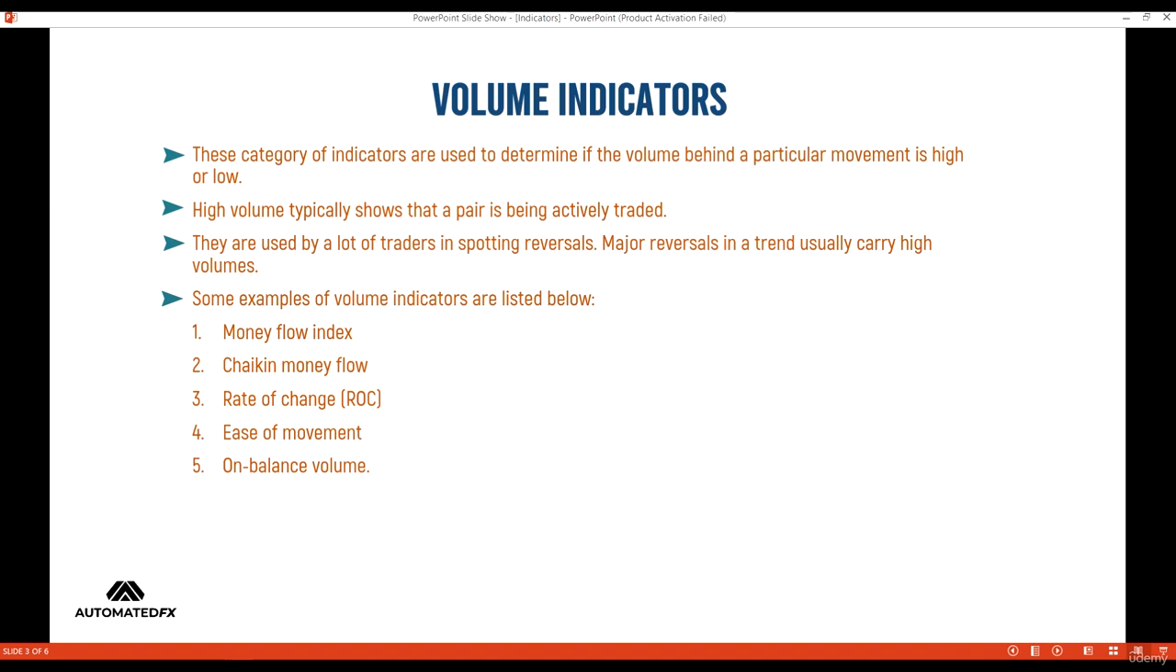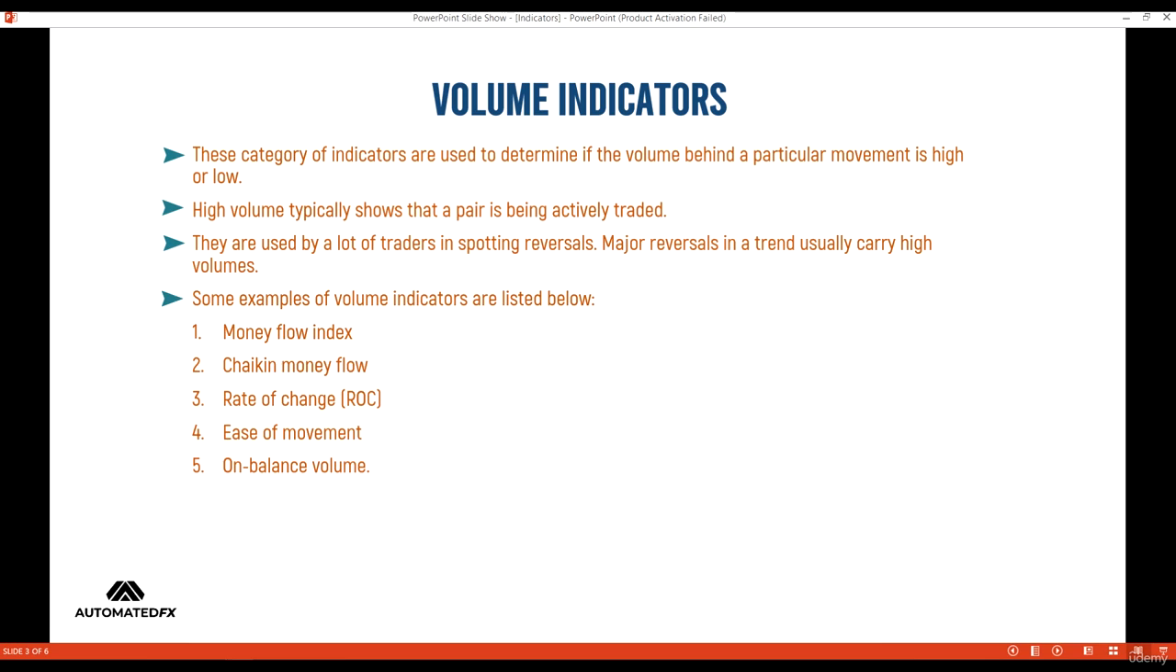Major reversals in the trend usually carry high volume. If you remember our video on volume, when we were learning about the MT4 platform and the TradingView platform, we looked at volume. If you study volume well, you tend to see that major reversals tend to carry high volume, because the big boys are now in the market and there is a lot of money in the market. So they change the move, they change the direction, so there is in turn an increase in volume.